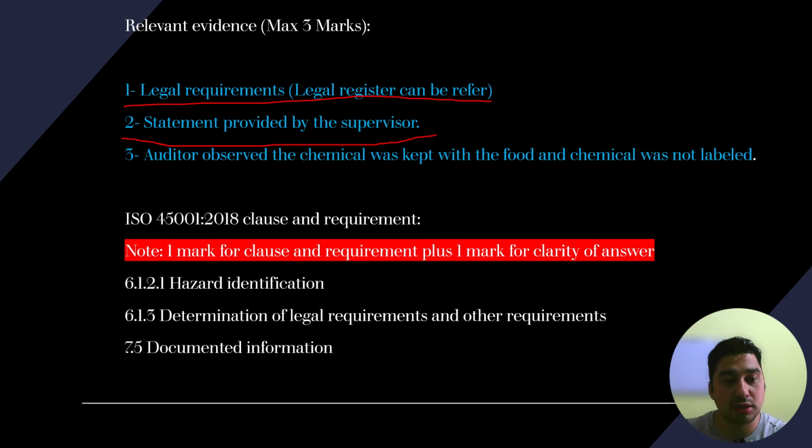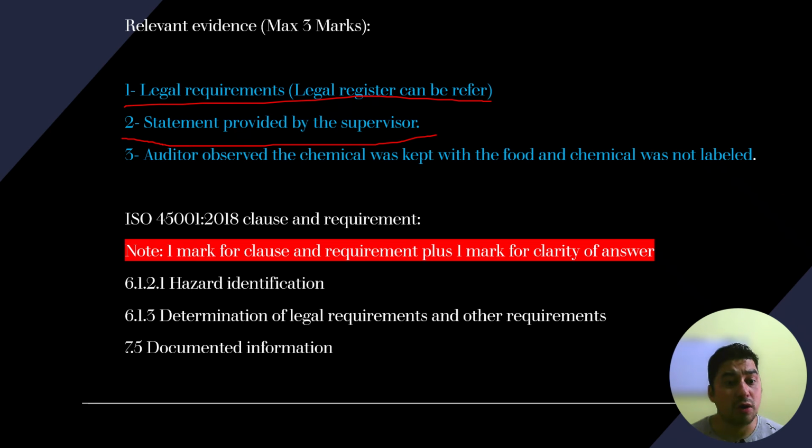After that, third, the auditor observed that the chemical was kept, your observation during the audit, that the chemical was kept alongside the food item, which can cause chemical poisoning. The fourth one, you can say that your interview with the staff who don't know about the chemical and how to use it and what the risks and issues with the chemical are. So these are the 4 points you can use. These are the relevant evidence where you will get a maximum of 3 marks.